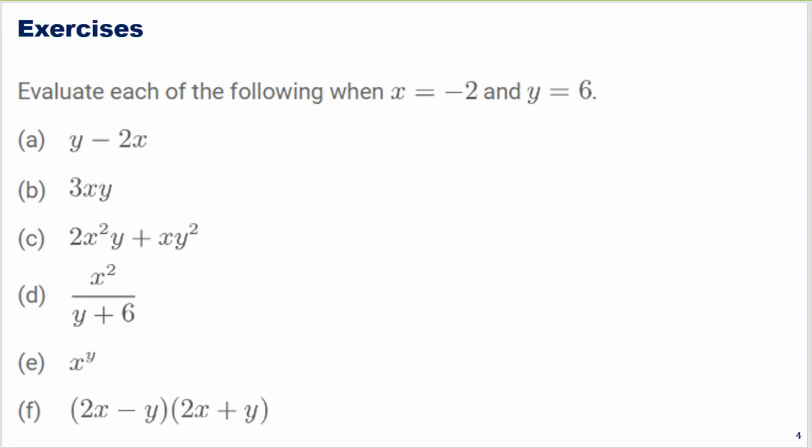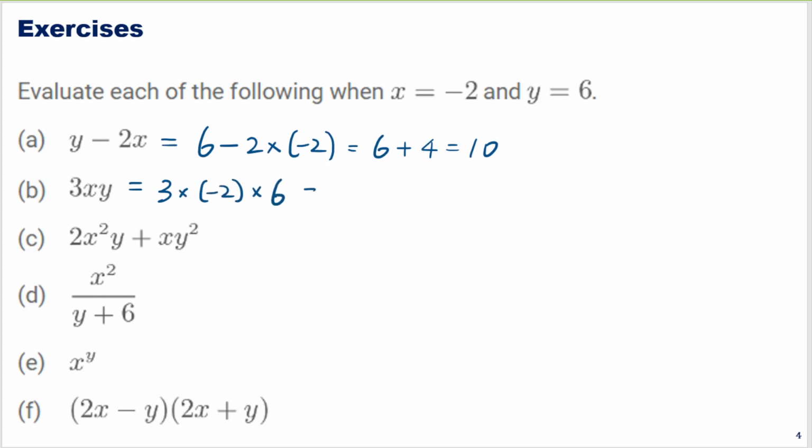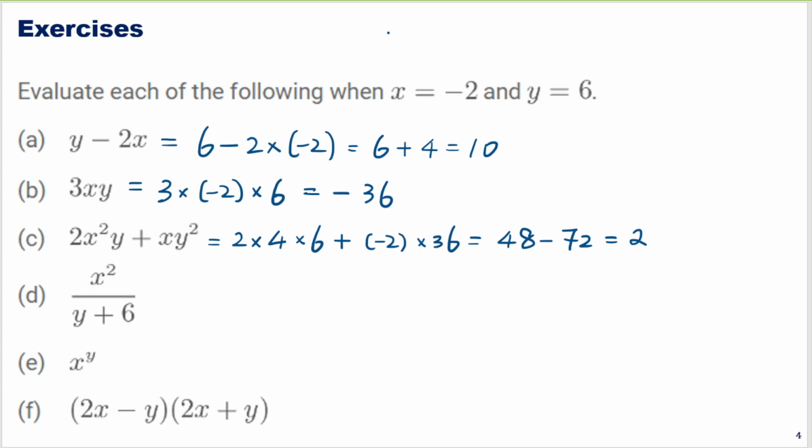Okay, let's have a look at the solution together. y minus 2x means 6 minus 2 times negative 2. Therefore, you will get 6 plus 4, which is 10, right? And the second one is 3 times x, which is negative 2, times y, which is 6. Therefore, you will have negative 36. Next one equals 2 times x squared, which is 4, times y, which is 6, plus x, which is negative 2, times y squared, which is 36. So this will give us 48 minus 72, which is negative 24, right?